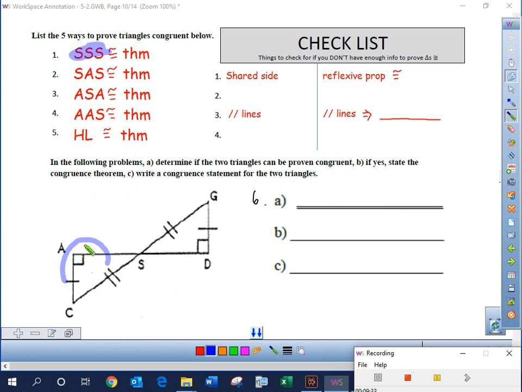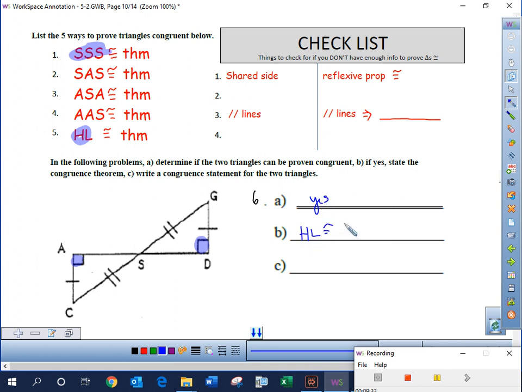Angle, angle, side, I have to have two angles, but how about hypotenuse leg? Don't we have right triangles in this situation? And we've got tick marks on the hypotenuse and tick marks on the leg, so I didn't even need to go to the checklist on this one. Yes, these triangles are congruent by the hypotenuse leg congruence theorem. So triangle ACS, and A corresponds with D, C goes with G, S goes with S.